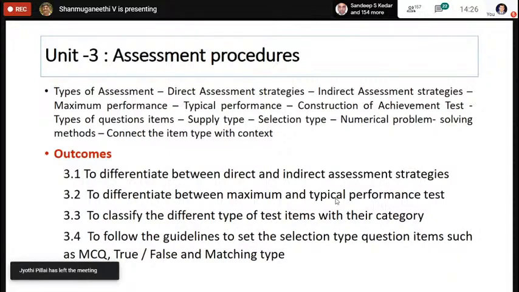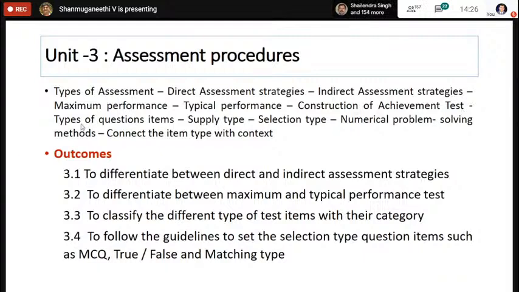So that way we start with direct assessment strategies, then indirect assessment strategies, then maximum performance, that is aptitude tests and all maximum performance tests, then typical performance, that is the behavior of the student. In maximum performance, we have construction of achievement tests, how we have to prepare a question paper. So those things we have discussed.